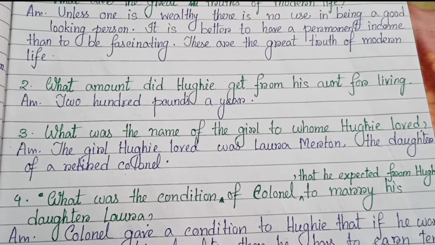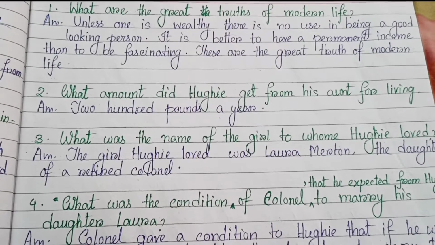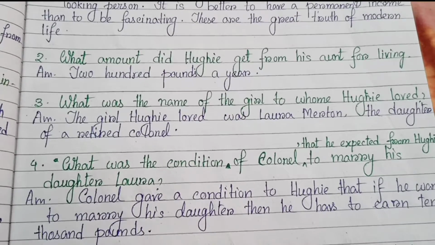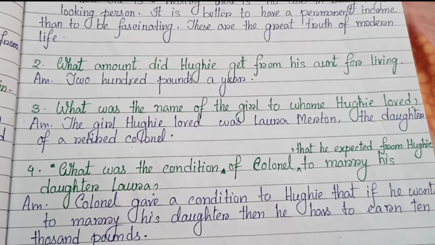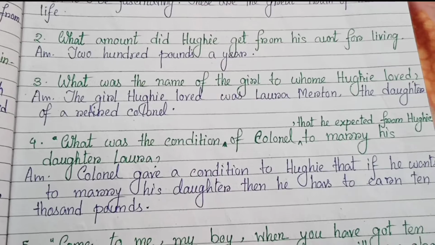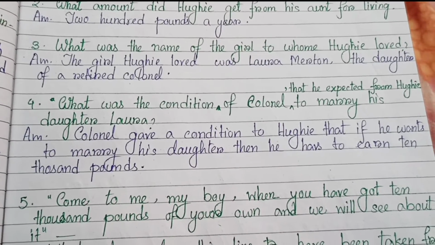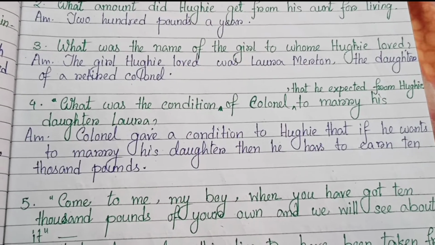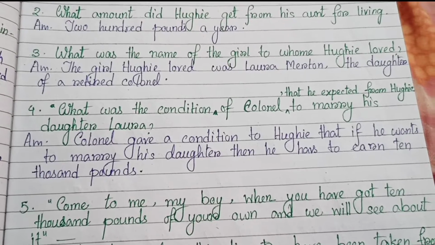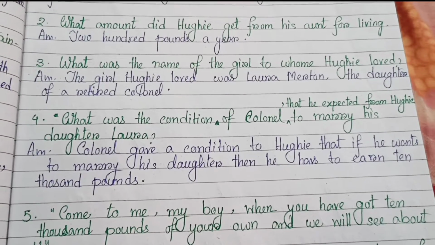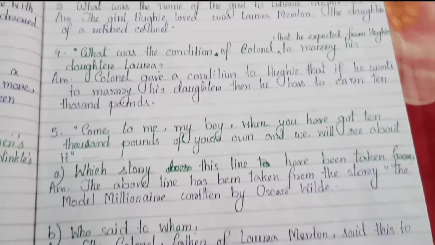Number 2, what amount did Hughie get from his aunt for living? £200 a year. Number 3, what was the name of the girl whom Hughie loved? The girl Hughie loved was Laura Martin, the daughter of a retired colonel. Number 4, what was the condition the colonel expected from Hughie to marry his daughter Laura? The colonel gave a condition to Hughie that if he wants to marry his daughter, then he has to earn £10,000.